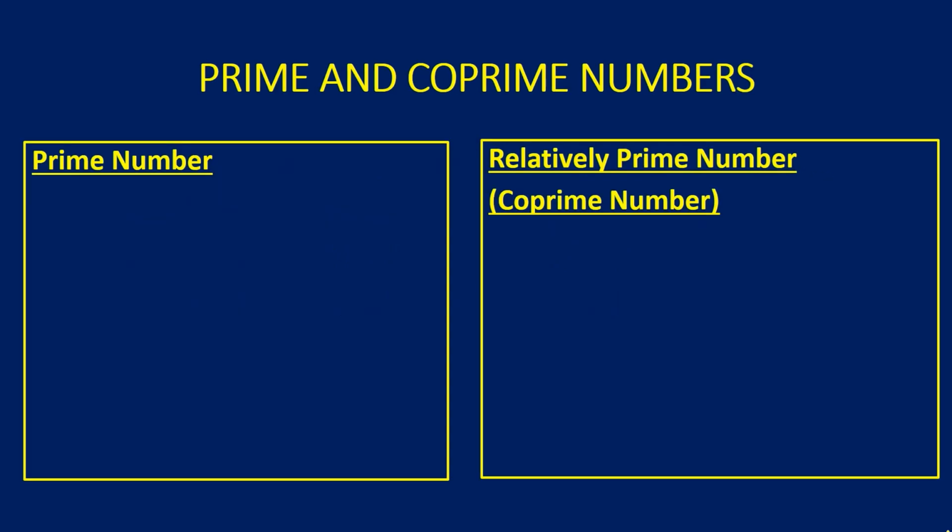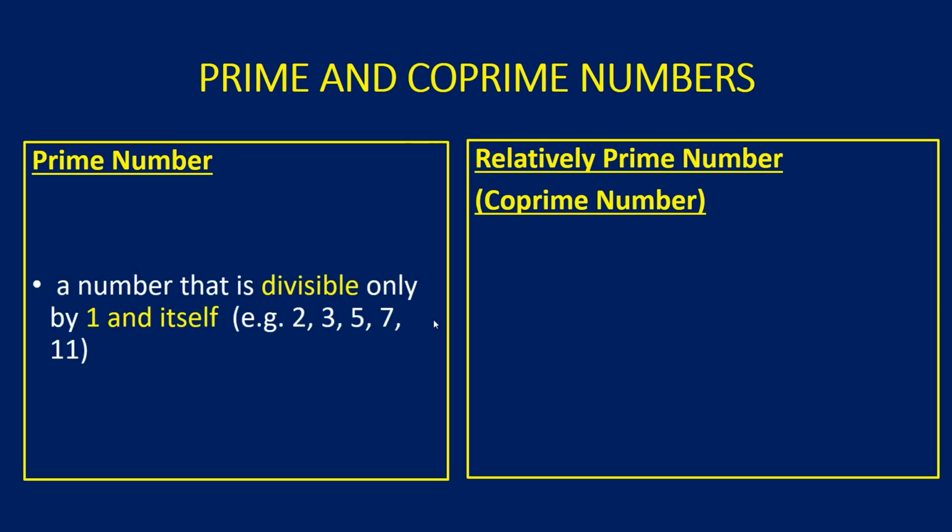So let us now move ahead to understand the difference between a prime number and a relatively prime number, which are also called co-prime numbers. Now, prime numbers have been covered in detail in my previous video. However, here I will do a quick revision on what a prime number is. A number is prime if it is divisible only by two numbers. It should be divisible by 1 and by itself. Any number that satisfies this condition, that is, it is divisible only by 1 and itself, is called prime.